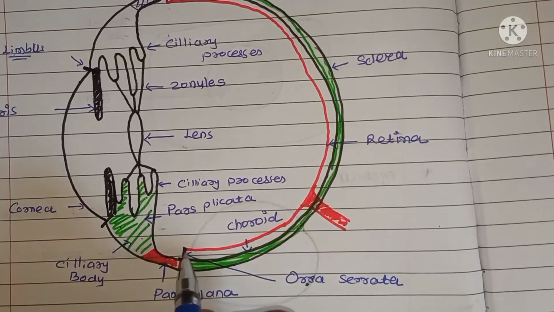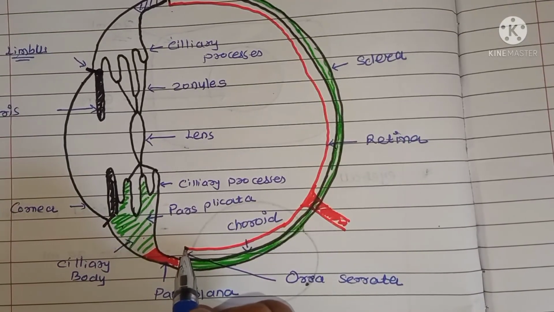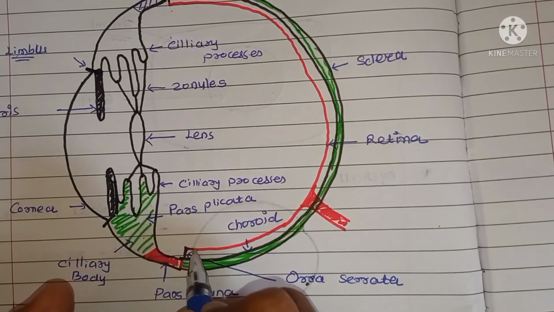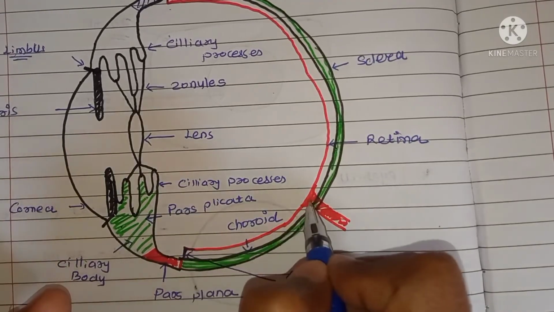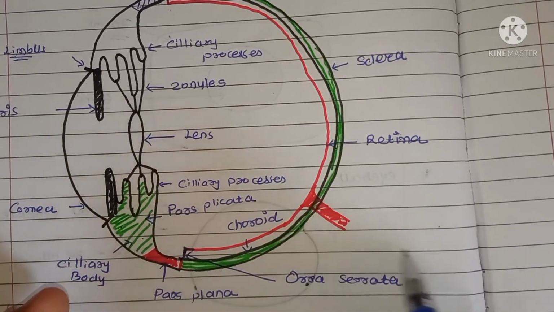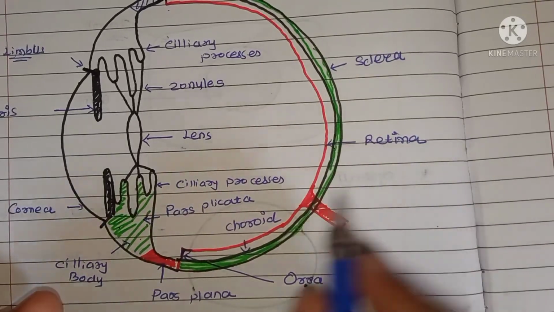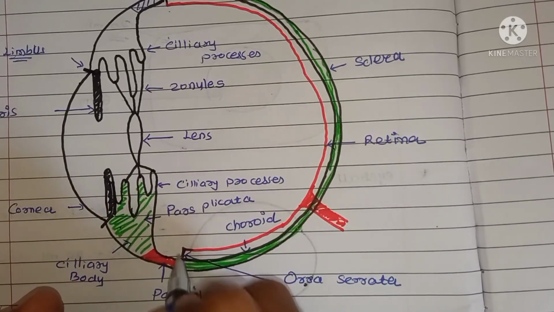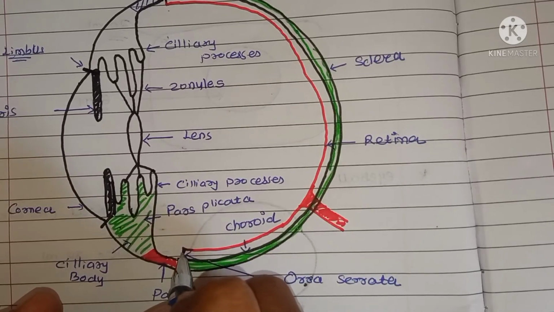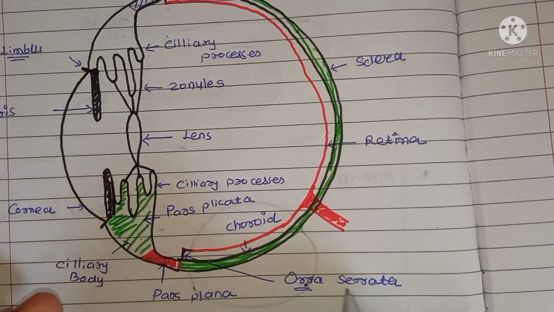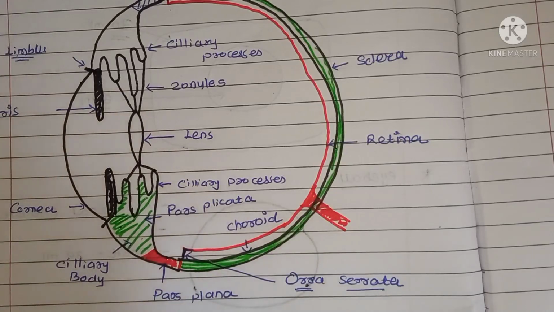So in the inner layer, this is the retinal membrane. From the retina, the optic nerve goes to the cortex. And the peripheral termination of the retina is known as the ora serrata. So these are the basic structures of the eyeball.